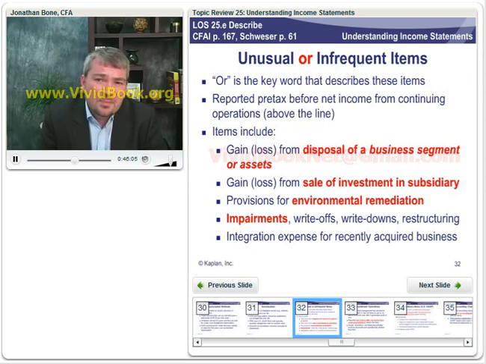We've also got provision for environmental remediation. So if we've polluted the environment and we know we're going to be fined, that provision, the estimated fine, will be treated as an unusual or infrequent item.